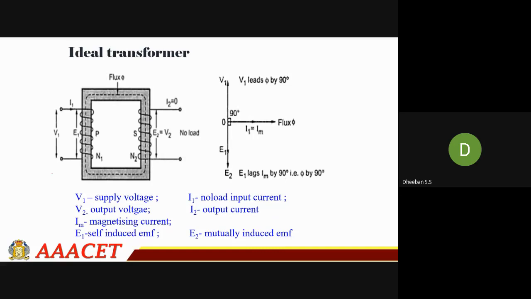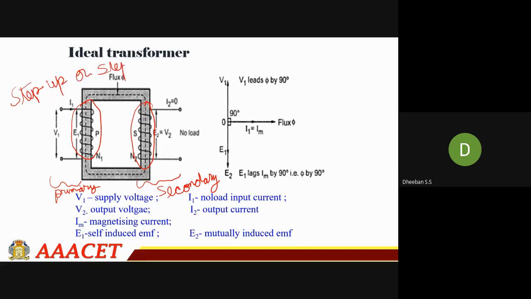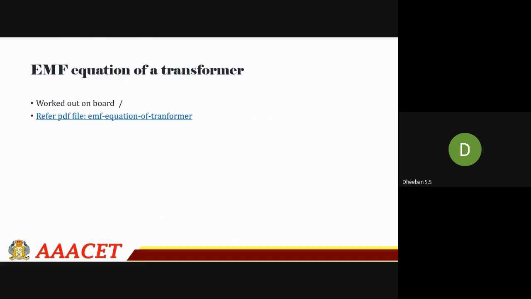Here we will be having the primary; this side corresponds to the primary, and this side corresponds to your secondary. Based upon the windings, you can step up or step down the voltage. That is the main function of the transformer. Now we are going to find the EMF equation, in the sense the output voltage equation of the transformer, which we will be dealing with today.